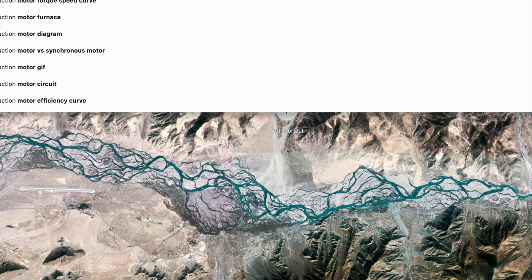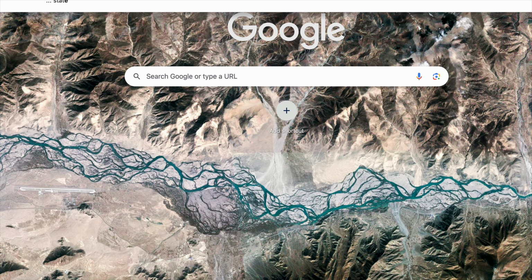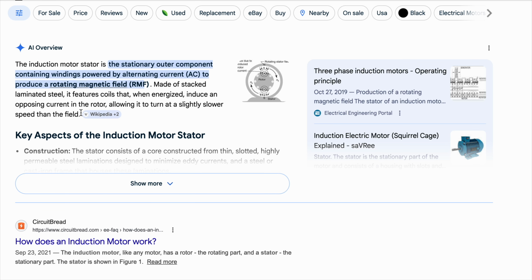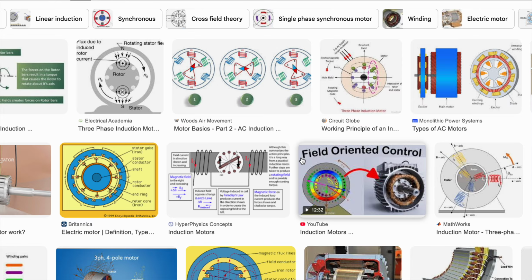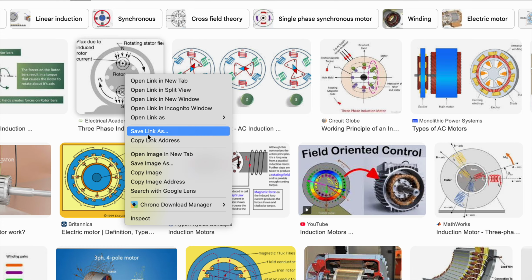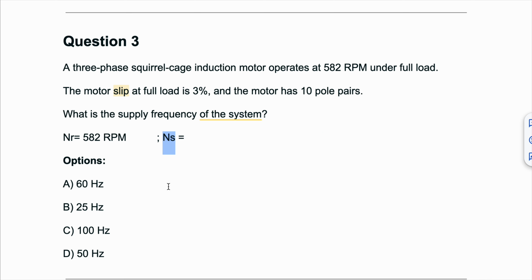Induction motors, field, stator. The stationary outer component contains windings powered by alternating current to produce a rotating magnetic field, RMF, rotating magnetic field. So this is the rotating magnetic field, and the field Ns. This photo can be useful. Copy image. Let me put it here.